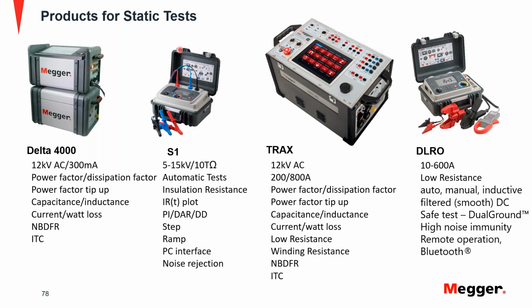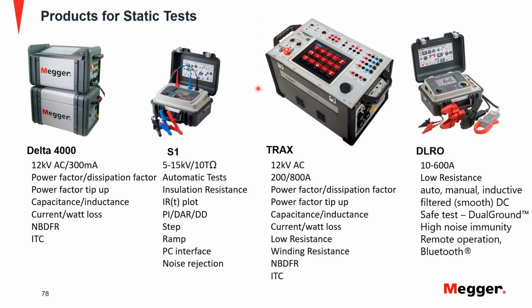That's a little bit of theory behind that, so we don't have a lot of time right now. The S1 is a Megger tester, one of our most popular units. It goes from 5 to 15 kV. It can measure up to 10 teraohms. It can do automatic tests. You can connect it to a computer and do insulation resistance over time and get the results into a computer. It's a small, powerful DC tester. There's a whole line of them.